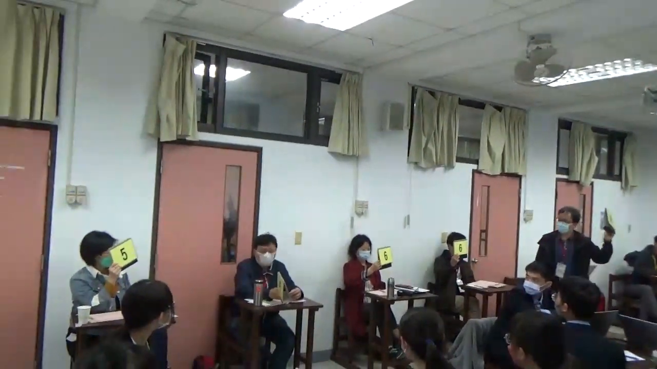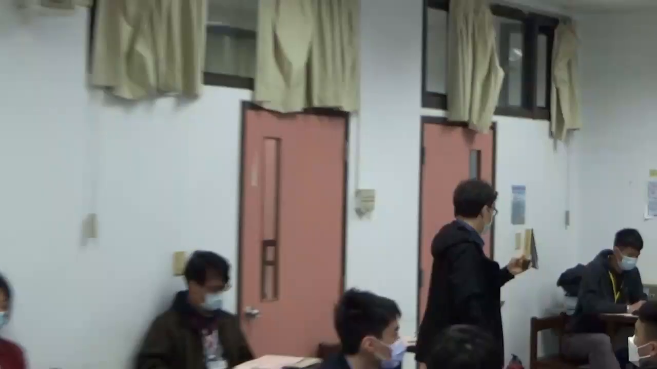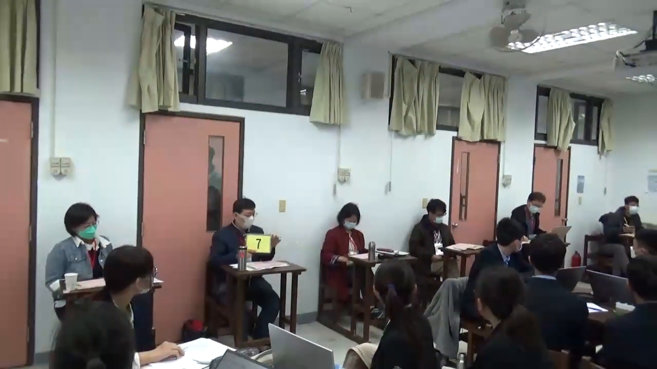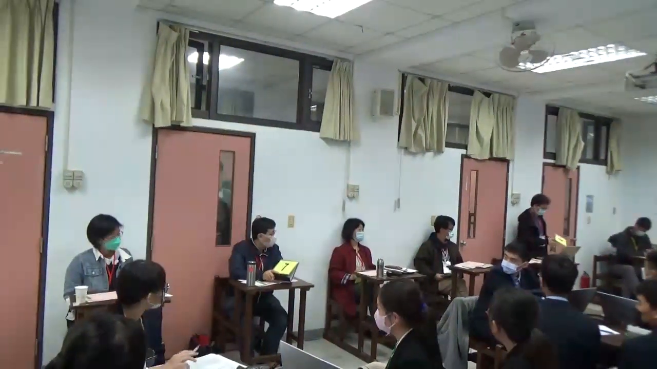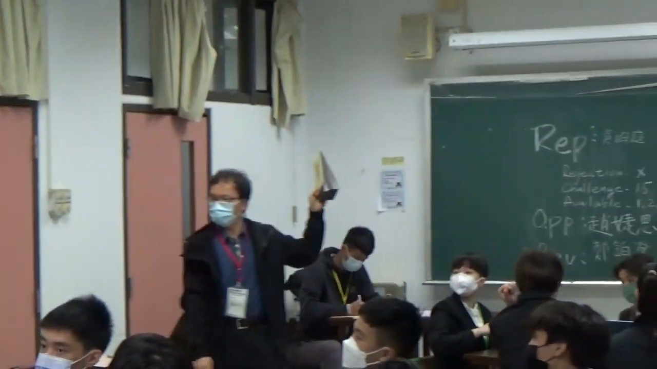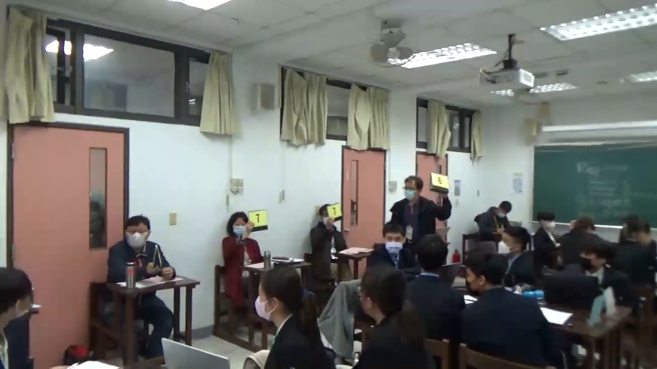6, 5, 5. Okay, not too much variation because we don't need any explanation on this. And the score for the opponent: 6, 7, 7, 7, 8.